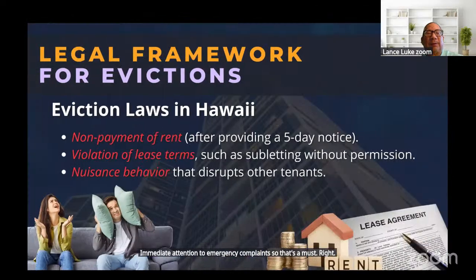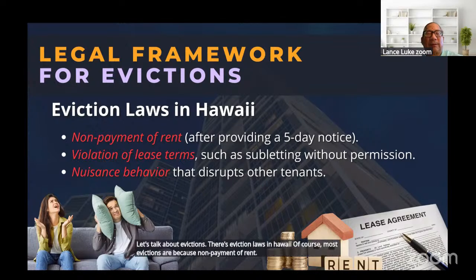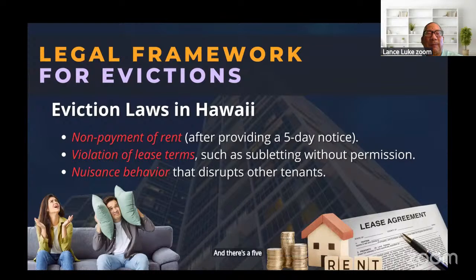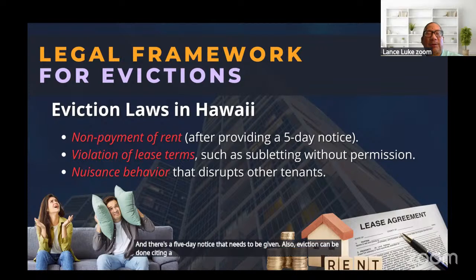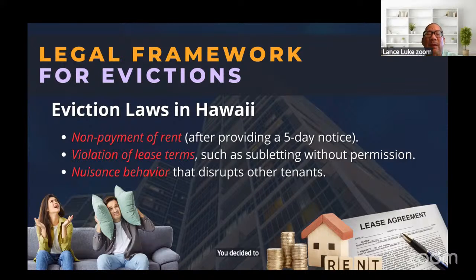Let's talk about evictions. There are eviction laws in Hawaii. Of course, most evictions are because of non-payment of rent, and there's a 5-day notice that needs to be given. Also, eviction can be done citing a violation of lease terms, such as when the landlord rented only to you as a tenant, and you decided to sublet, which is, you decided to get a roommate without asking the landlord.